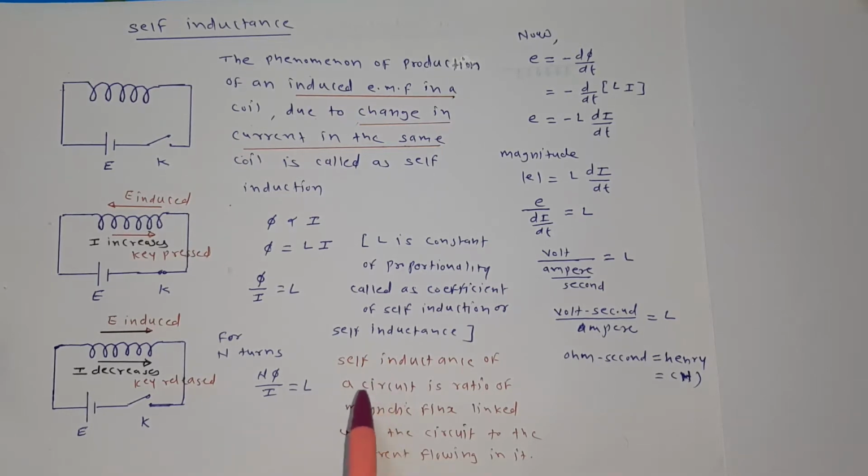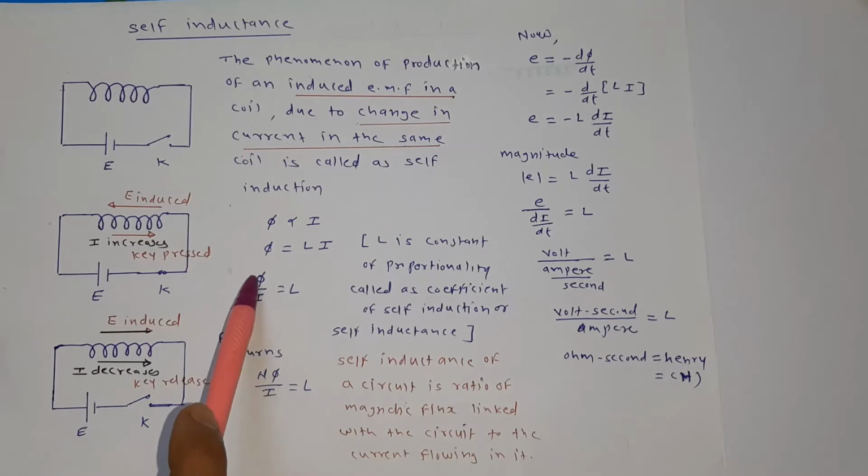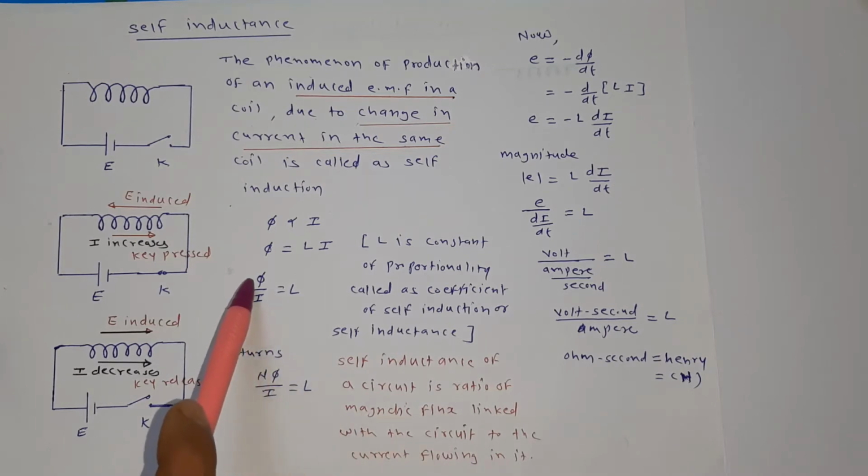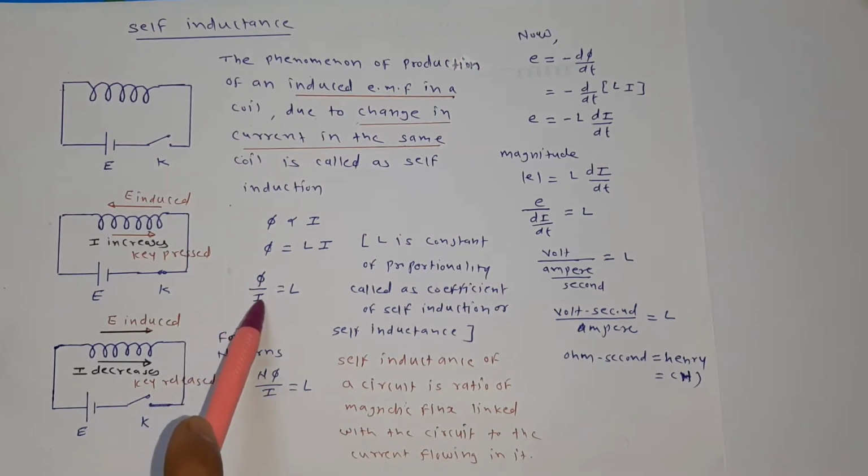So we can even define self-inductance. Self-inductance of a circuit is a ratio. It is a ratio of magnetic flux, this is magnetic flux, linked with the circuit to the current flowing in it.